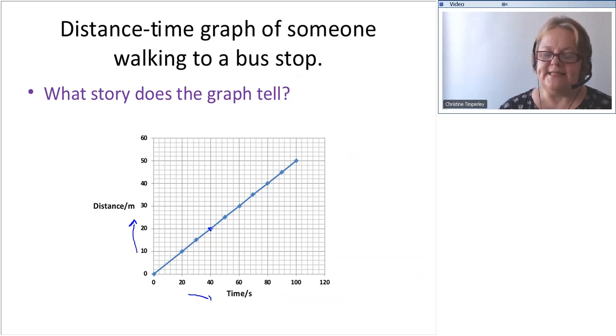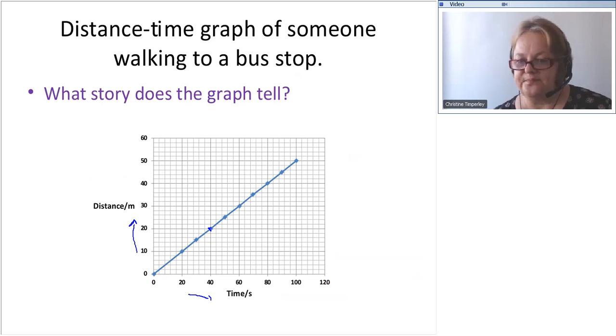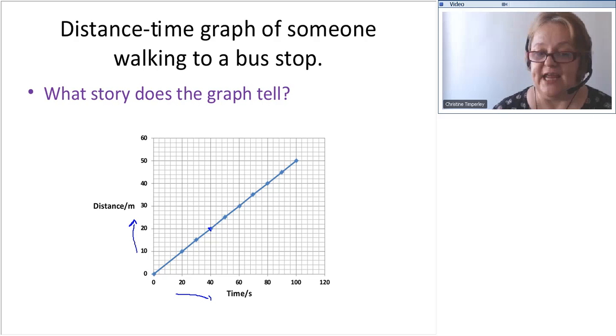If we look at that graph, you can see that the gradient is constant, and so that tells us we've got a uniform speed. It's the same, it's not changing. If you see a straight line on velocity or speed time graphs or distance time graphs, it tells you that the quantity isn't changing. Curviness means change; a straight line means uniform or constant. So we've got a constant speed, and we can determine it by calculating the gradient. Would anyone like to work out what that speed is?